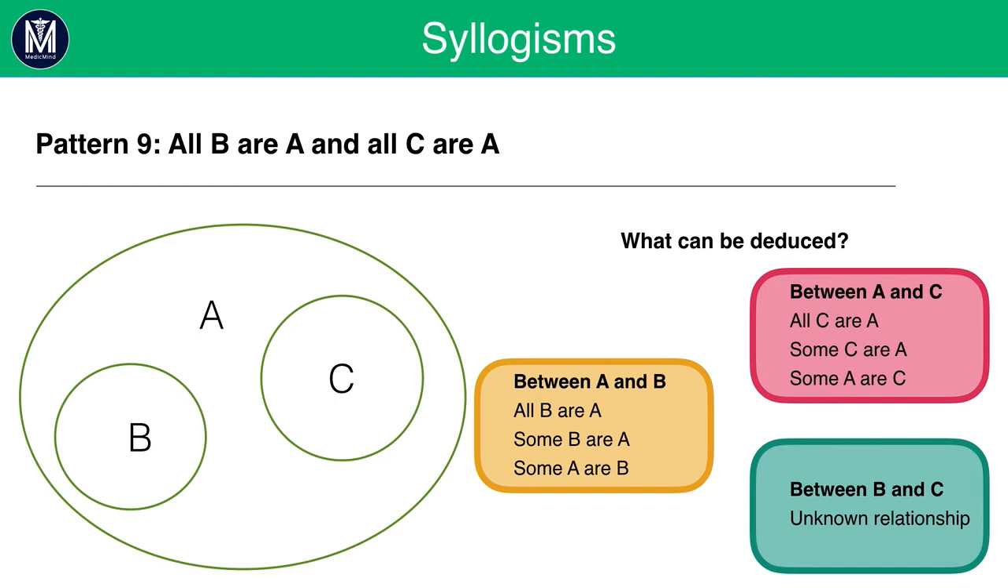Between A and B, this is very, very simple now. We know all B are A, we know that some B are A, and we know that some A are also B. Between A and C, the same applies. We know that all C are A, meaning some C are A and some A are C. B and C are separate entities as shown in the Venn diagram, therefore there is an unknown relationship here.